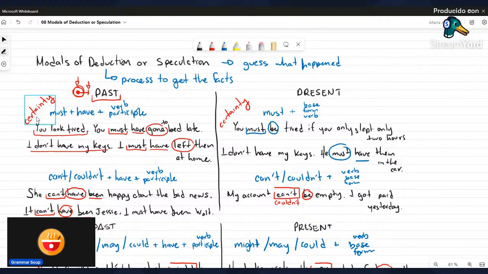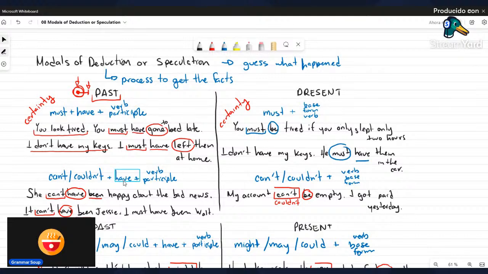When we have deductions, we can make them about the past or the present. When we make deductions, we are certain, and we use the modal verb must. And when we want to say something is not possible, I can use the modal verb can't or couldn't. And when we want to say it in the present, it's the same. We can use can't and couldn't, but we need to use the base form of the verb.